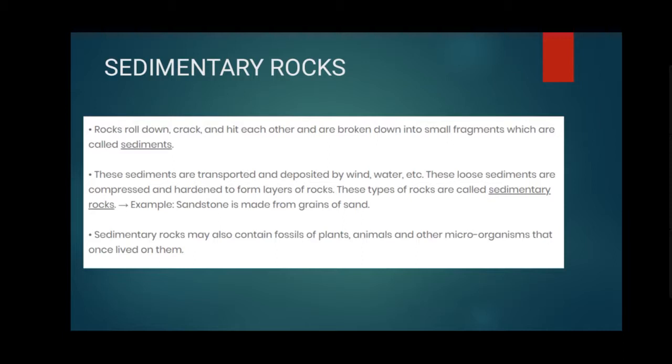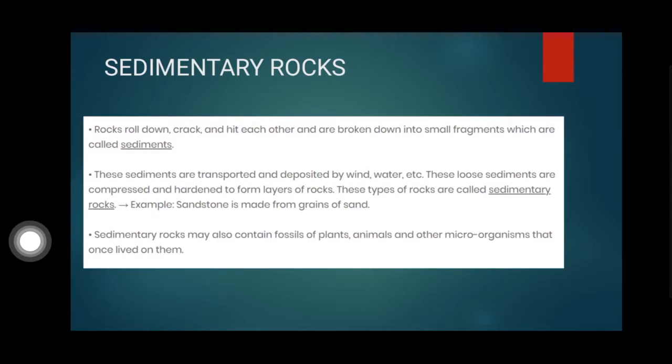So what is sedimentary rock? So rocks that roll down and crack and hit each other and are broken down into small fragments which are called sediments. These sediments are transported and deposited by wind and water. Okay children, so after that these loose sediments are compressed and hardened and they become rock. This type of rock is called sedimentary rocks. So the example we have seen before, sandstone.